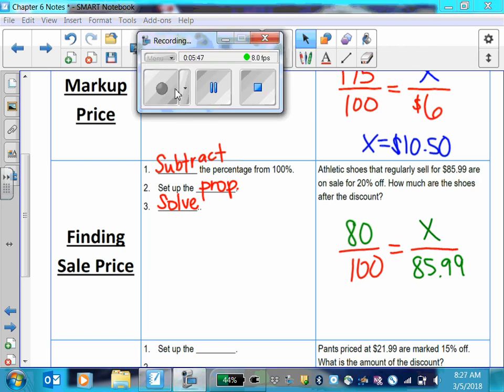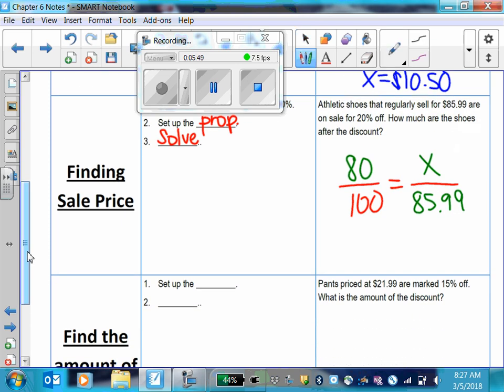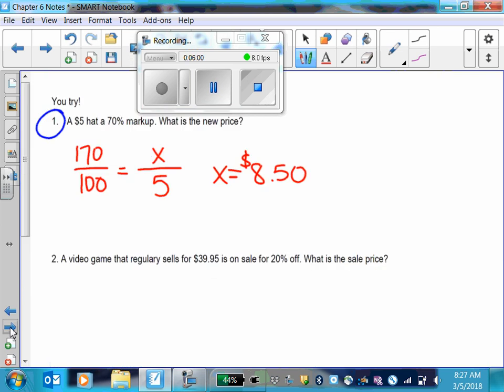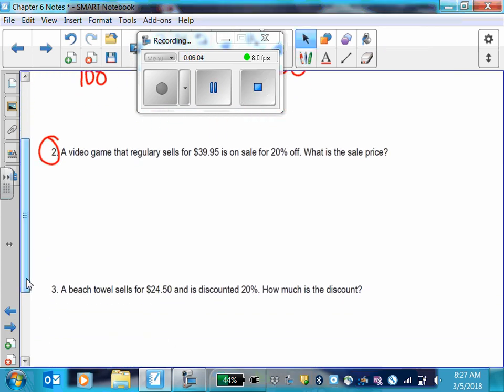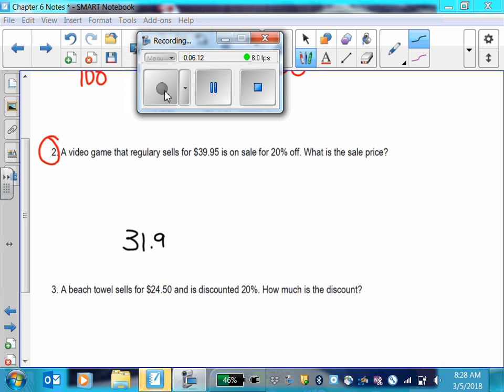All right, hopefully you got X to be $68.79. That's what you would pay after your 20% off. Any questions on that? All right, you guys do number 2 on the back. All right, so hopefully on this one you got $31.96. Something different. All right, last little part.